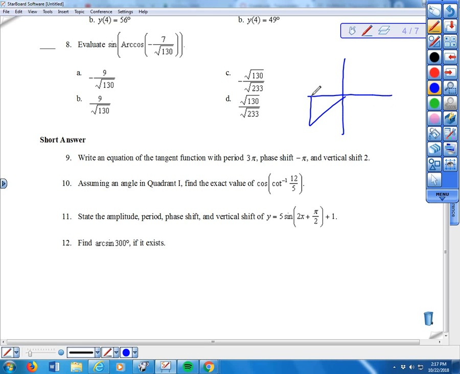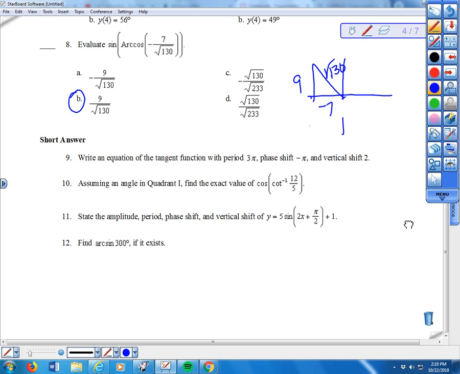Okay, -7 over the square root of 130. And 130 minus 49, square root of that, is 9. And sine then is 9 over the square root of 130, positive, because it's in the second quadrant.